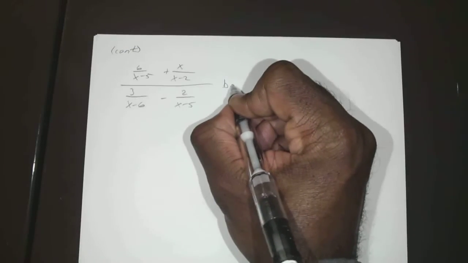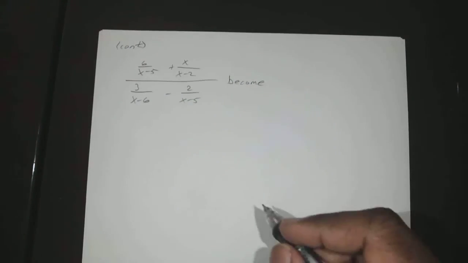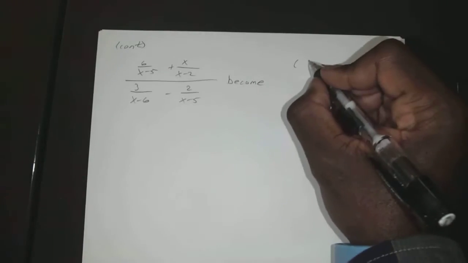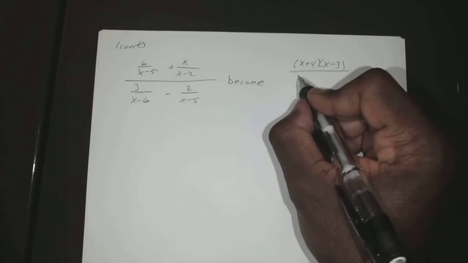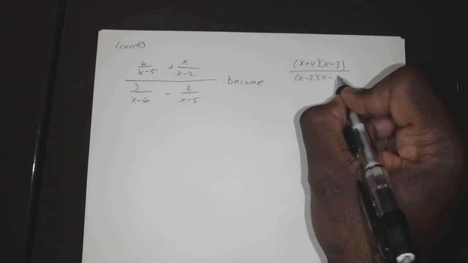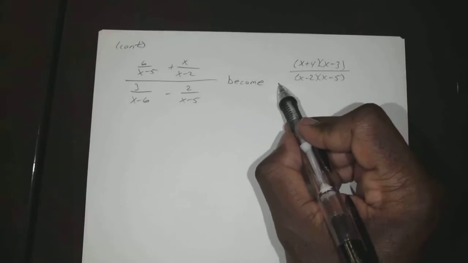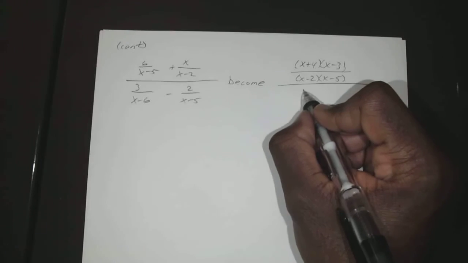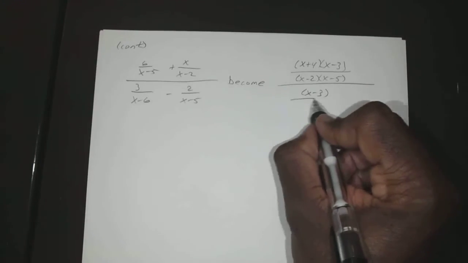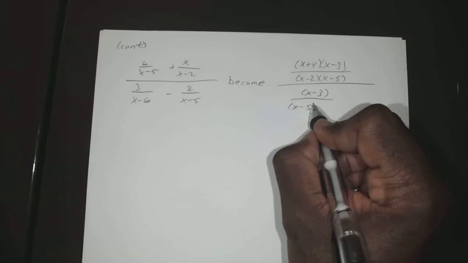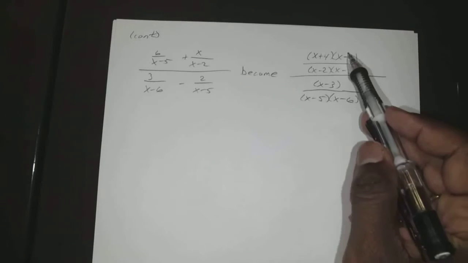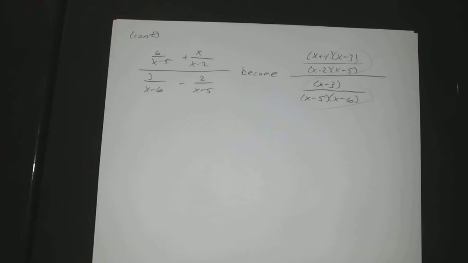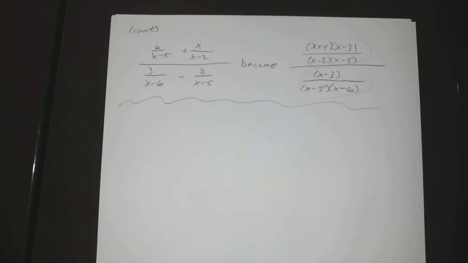Okay, so now we know that our original expression will become our numerator we have is x plus 4 times x minus 3 over x minus 2 times x minus 5 divided by our denominator. We know that's x minus 3 over x minus 5 times x minus 6. Okay, so we have our single fraction up here and our single fraction down there, which means we go to our second step.